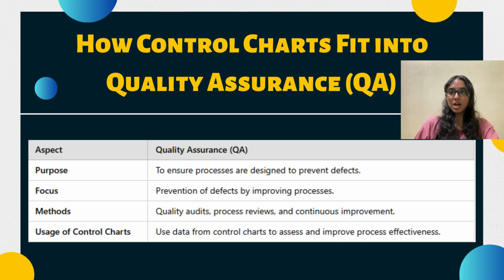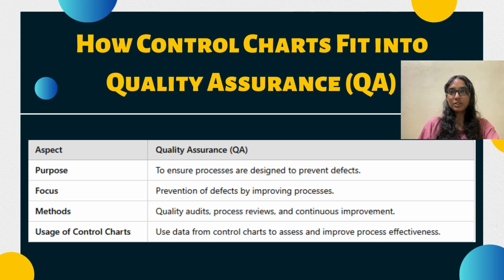Next, we are going to talk about how control charts fit into quality assurance. The purpose of control charts in QA is to ensure that processes are designed to prevent defects. By monitoring processes continuously, control charts help to identify variations that could lead to defects before they occur. The goal is to keep the process in a state where defects are minimized and ideally prevented altogether.